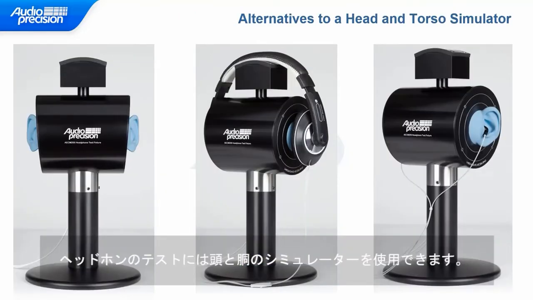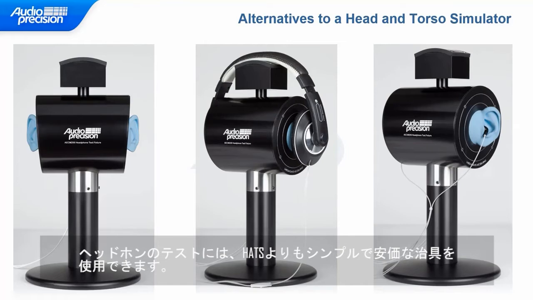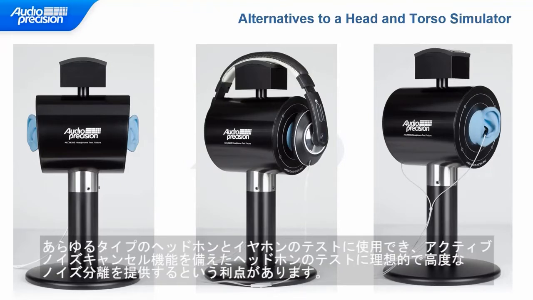Although a full head and torso simulator can be used for testing headphones, unless you're testing the microphone function of a headset, which we're not covering in this video, you can use a simpler and less expensive fixture than a HATS to test headphones. For example, this headphone test fixture has the same ear simulators as a HATS without the head and torso part of the mannequin, which is not relevant for headphones. It can be used to test all types of headphones and earphones, and it has the added benefit that it provides a high degree of noise isolation, which makes it ideal for testing headphones with active noise cancellation.